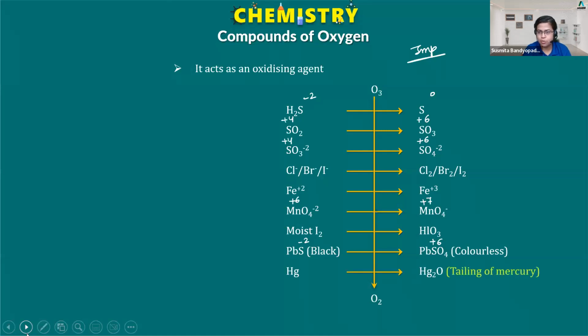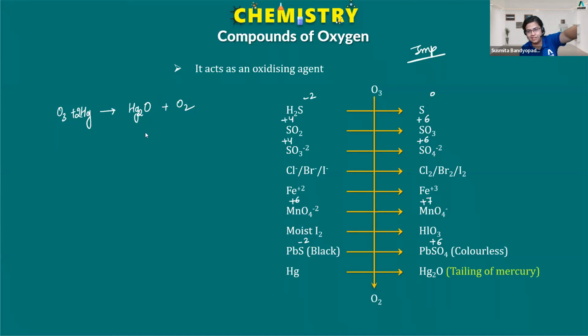Hg: a little bit of talk about tailing of mercury. What happens is when O3 reacts with Hg, only a part of it, not completely, gets converted into its oxide and gets oxidized to Hg2O. Some Hg remains. Only a part of it gets oxidized to Hg2O. The remaining Hg remains, and mercury doesn't stick to the glass, students.